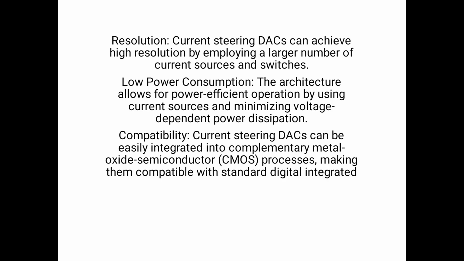Third one, resolution. Current steering digital to analog converters can achieve high resolution by employing a large number of current sources and switches. Fourth one, low power consumption. The architecture allows for power efficient operation by using current sources and minimizing voltage dependent power dissipation.